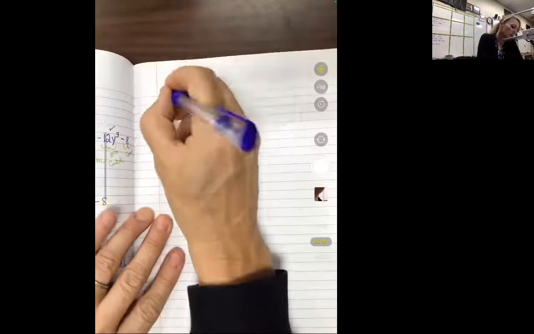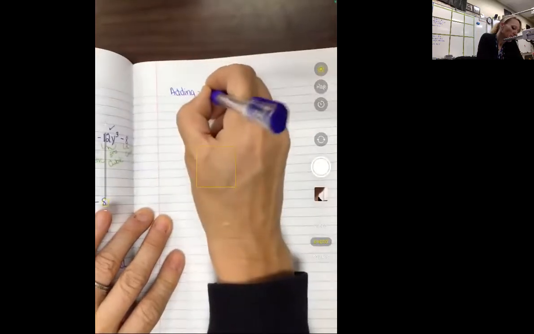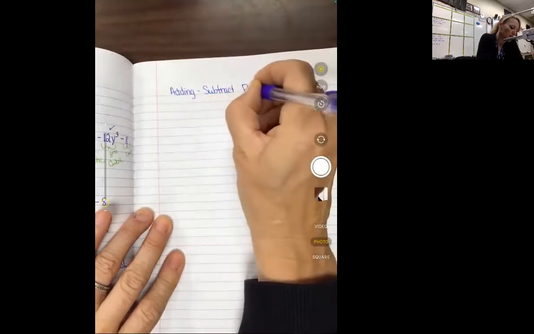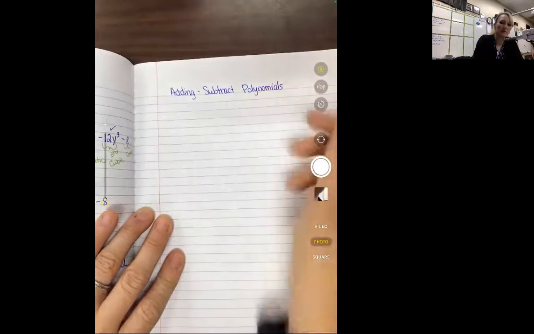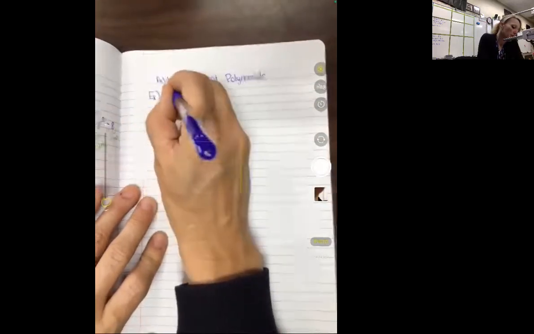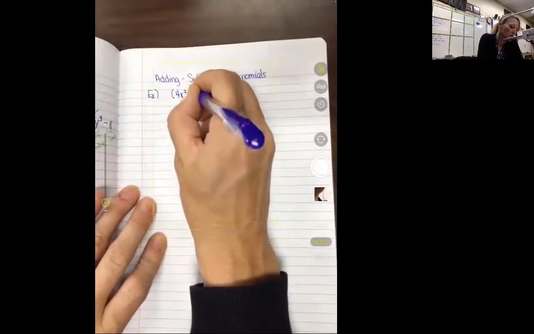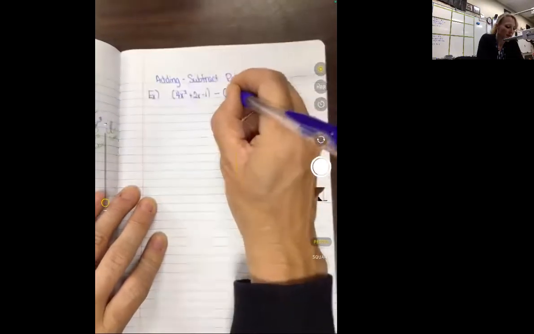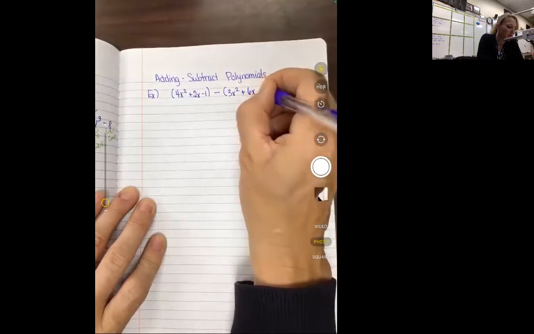And then the last part is review. We've been doing these for a while, which is just to add and subtract polynomials. We're going to be using trinomials quite a bit with these. So my example is going to be, say we are going to take the trinomial 4x squared plus 2x minus 1, and we're going to subtract that from 3x squared plus 6x minus 2.